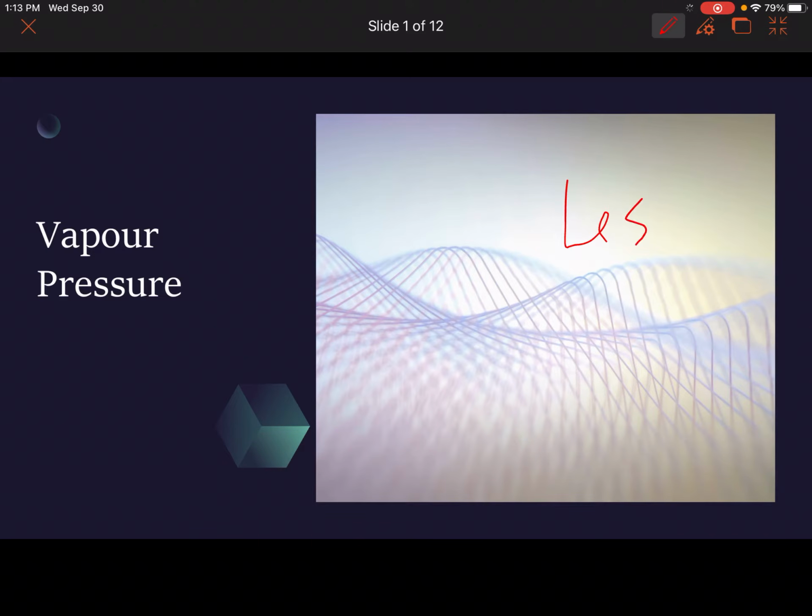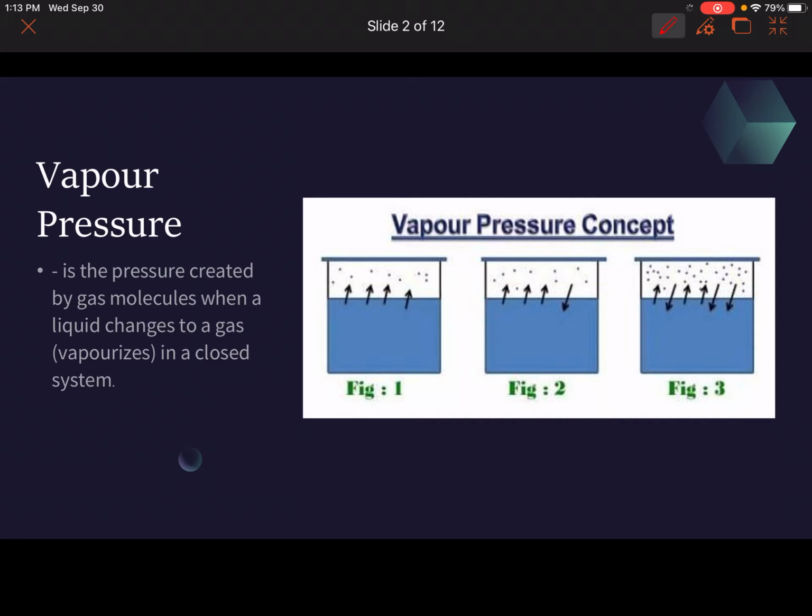So this will be lesson 1.8. No, 1.7. You're going to be doing exercise 8, but this is lesson 1.7.